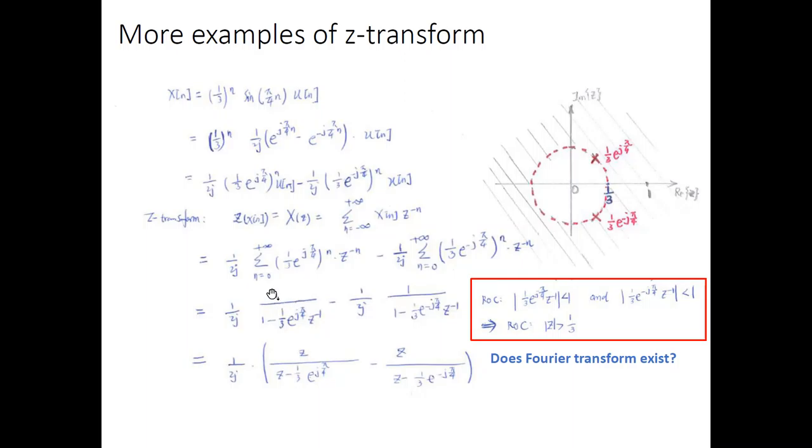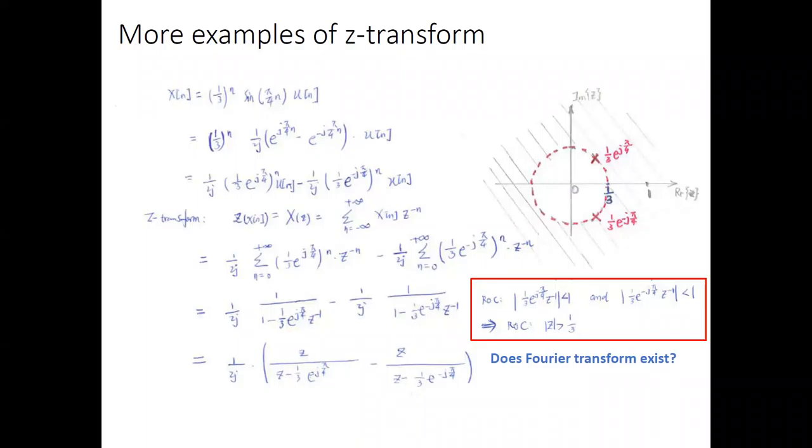For both terms, the summation is from n equals 0 to plus infinity because the signal x of n for both terms contains a step signal u of n. Therefore, the series of common ratios both start with power 0, which is 1 on the numerator. And simplifying a little bit, it's the difference between two rational functions of z. So this is the Z transform expression for the signal x.